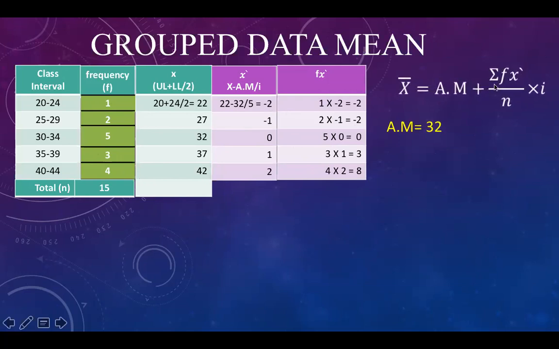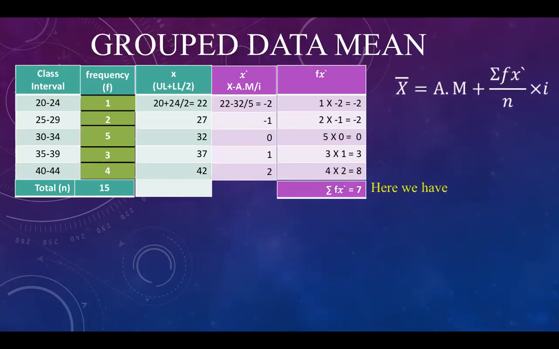From the formula, it is the summation of fx dash. So we have to sum this column. Sum the negative observations: minus 2 plus minus 2 will be minus 4, and 3 plus 8 will be 11. 11 minus 4 will be equal to 7. Go through these calculations.